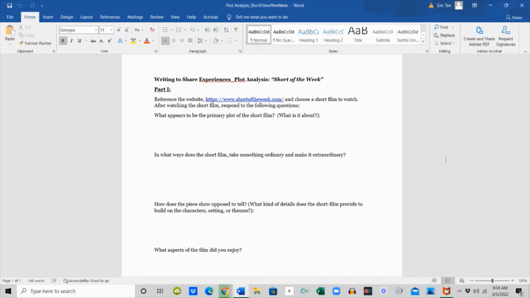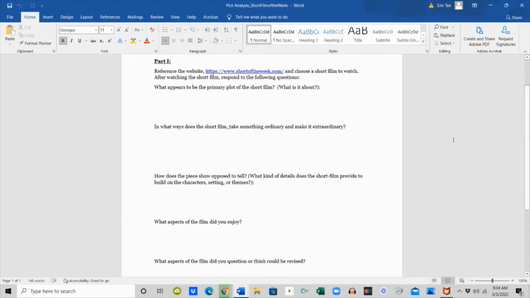So when I have them watch these films, I have them look at it through these questions so that they get an idea of what they can look for in their own projects, whether it's a podcast or an essay, a personal narrative, a website, a video project. And so I'll ask them, what appears to be the primary plot of the short film? Simply, what is the film about? In what ways does the short film take something ordinary and make it extraordinary?